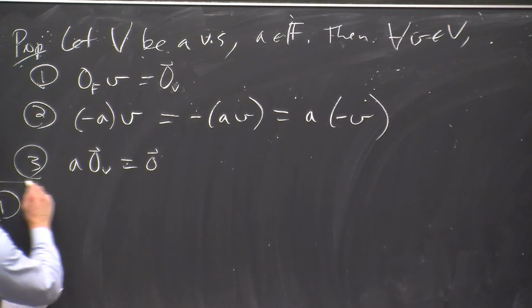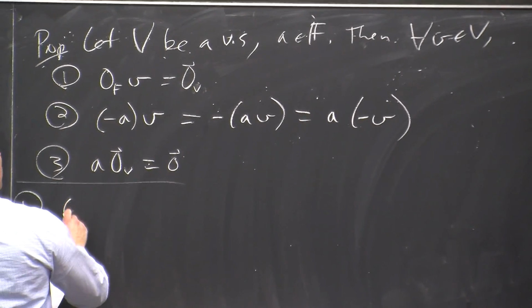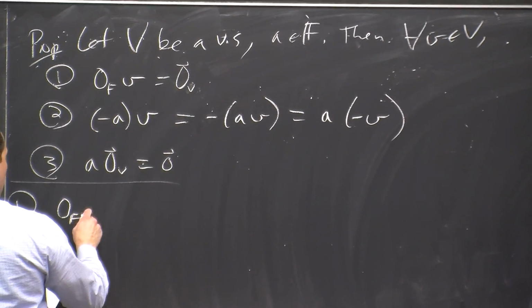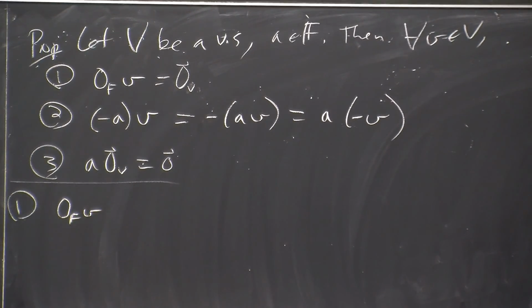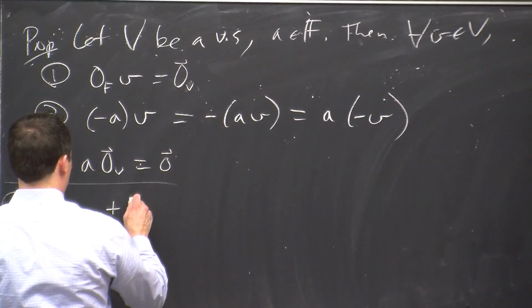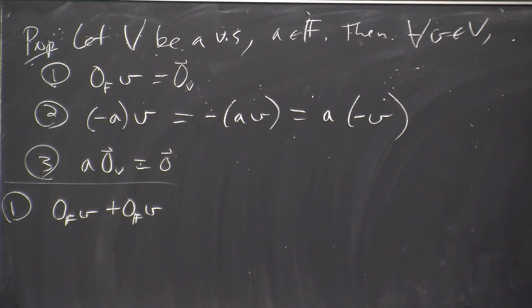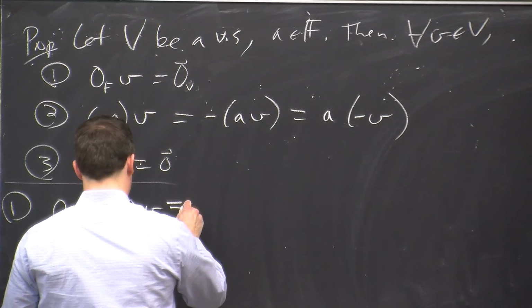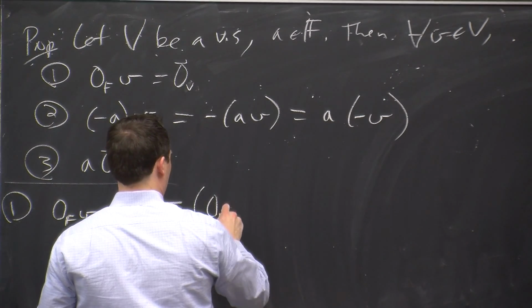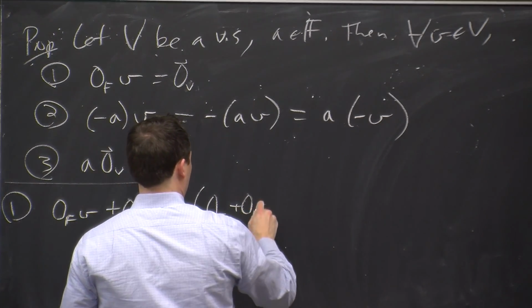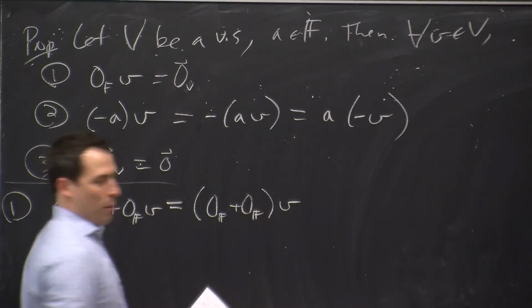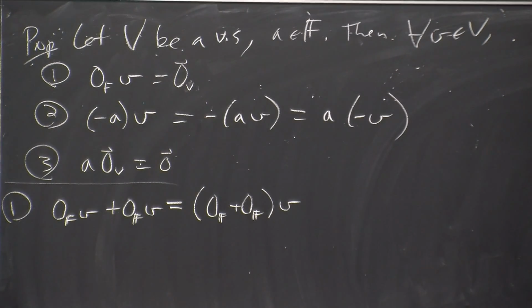Again, we're going to get creative with our rewriting and do something that seems strange at first. I'm going to take 0 in the field times the vector V, and add it to itself. And start rephrasing. This is equal to 0 in the field plus 0 in the field times V by what property of vector spaces? Distributive property.